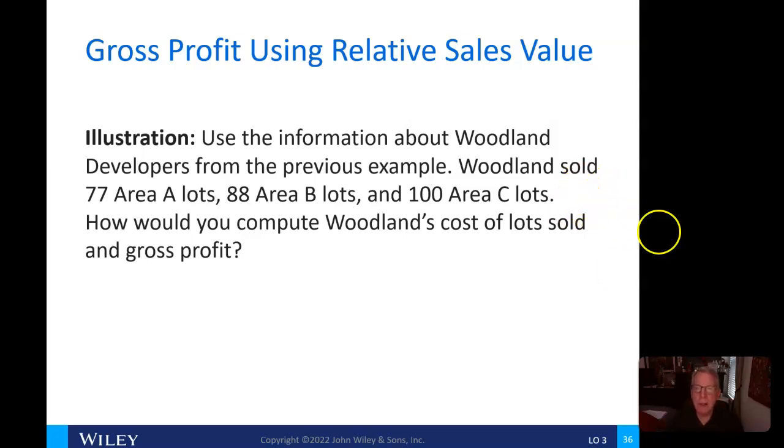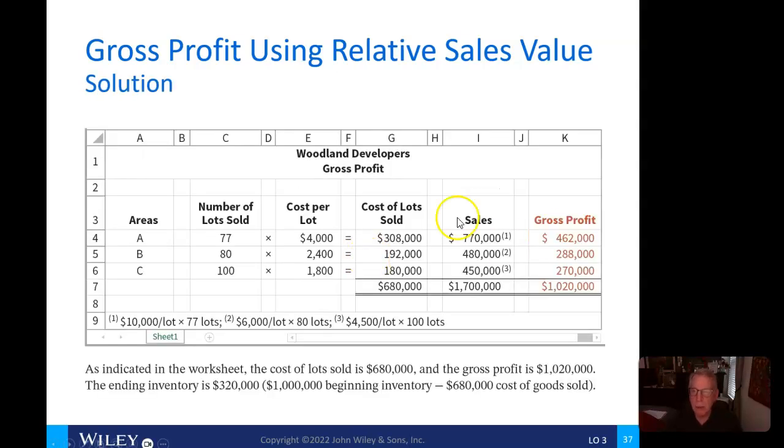Okay, gross profit using relative sales value. Now we're going to use the information we just calculated about Woodland Developers in the previous example. In this case, Woodland's going to sell 77 Area Alpha lots, 88 Area Bravo lots, and 100 Area Charlie lots. How do you compute Woodland's cost of lots sold and gross profit? I think this is fairly intuitive, as you'll see.